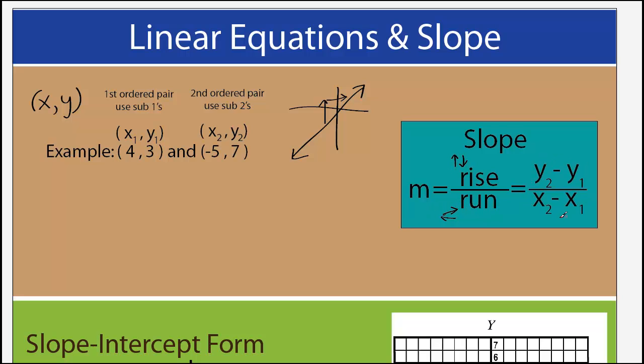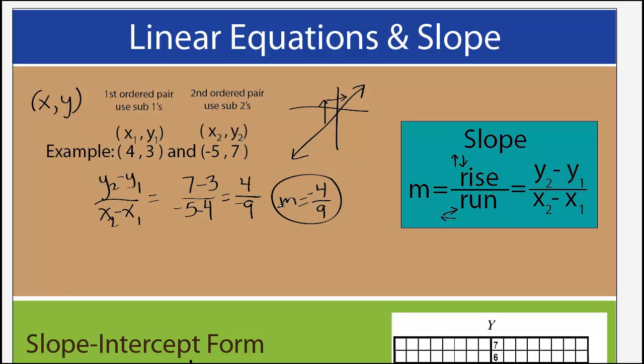Here we have an equation that says y sub 2 minus y sub 1 divided by x sub 2 minus x sub 1. So we just plug it in. We take our y sub 2, which is 7, and subtract our y sub 1, which is 3, divided by our x sub 2, negative 5, minus our x sub 1, which is 4. So we get 7 minus 3 is 4, and negative 5 minus 4 is negative 9. So we can see that the slope here is negative 4/9.